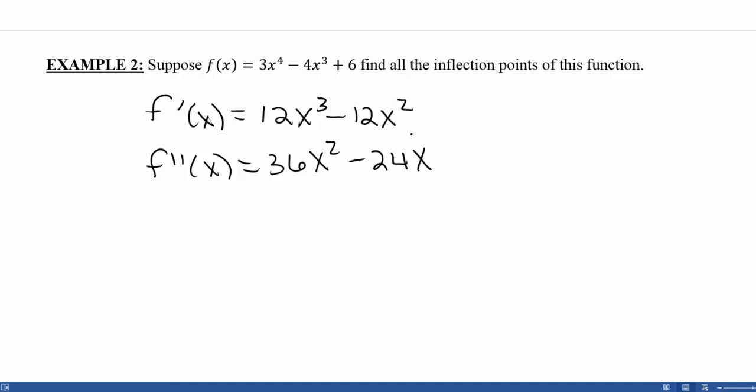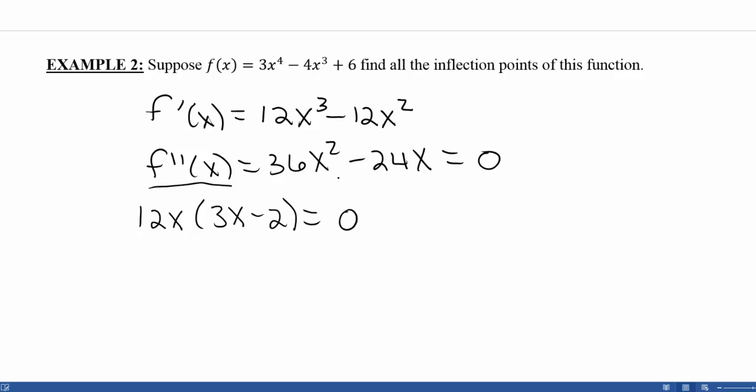Now, again, I want to determine when this equals 0 so that I can figure out how to divide up my interval to look for the various signs of the second derivative. So if I factor out a 12x, I'm left with 3x minus 2. And again, I want to know when that equals 0, so I set each term equal to 0. If I set 12x equal to 0, I get my first possible inflection point, which is x equals 0. And if I set 3x minus 2 equal to 0, I get x equals 2/3.